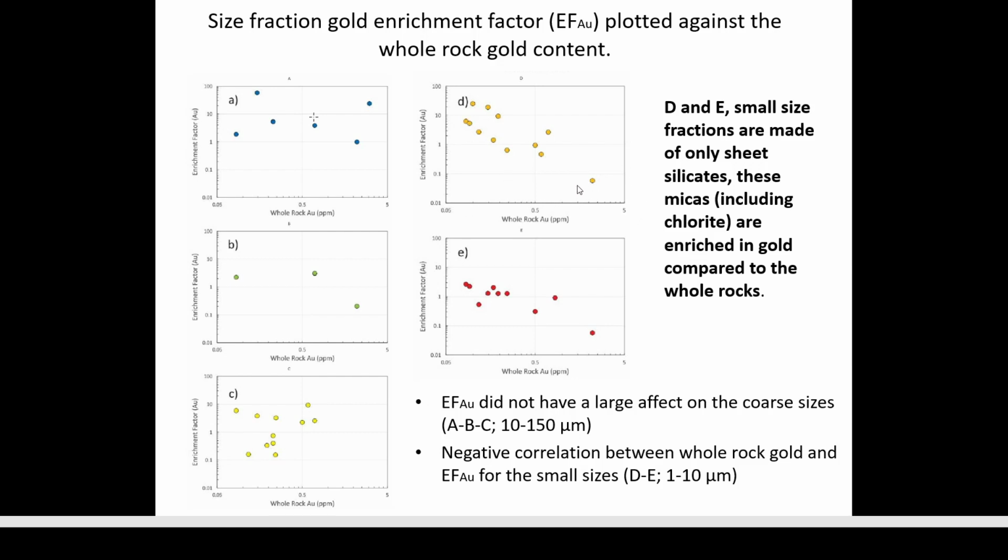Remembering that these D and E fractions are only made out of the sheet silicates, due to centrifuge, all of the sulfides and all of the other standard gold-bearing minerals are removed. So how are we having gold located within our D and our E fractions if there are no minerals that should be hosting it?